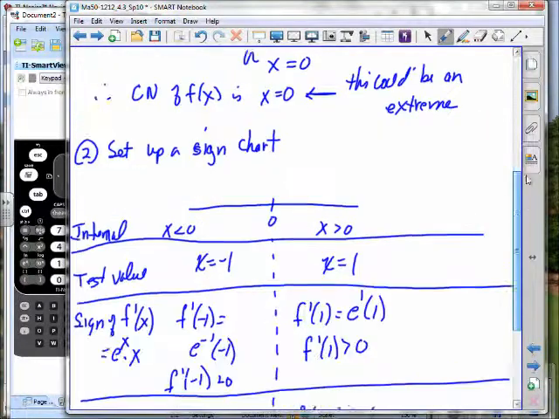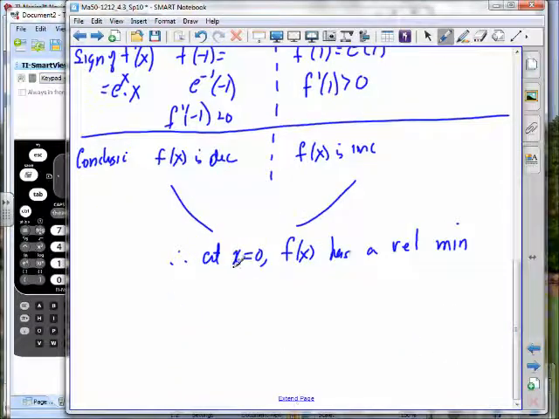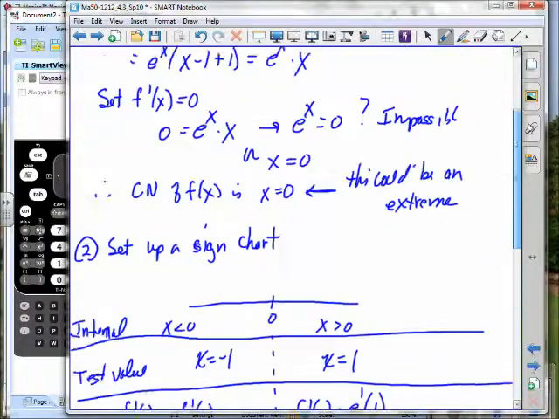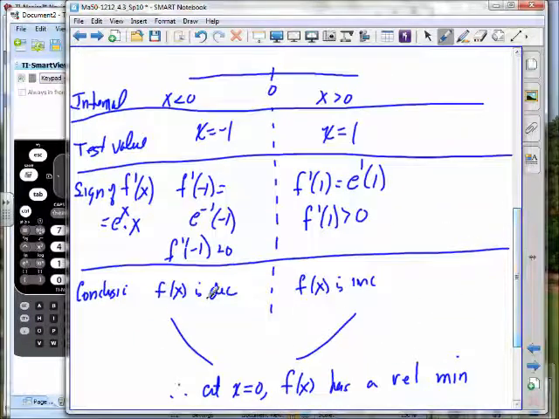Are we done? Well, let's see. Find open intervals in which the function is increasing or decreasing. Locate all relative extrema. So at this value, the function has a relative minimum. Where is the function decreasing? What interval would you write here? Yep, negative infinity to 0, and then this one would be 0 to positive infinity.